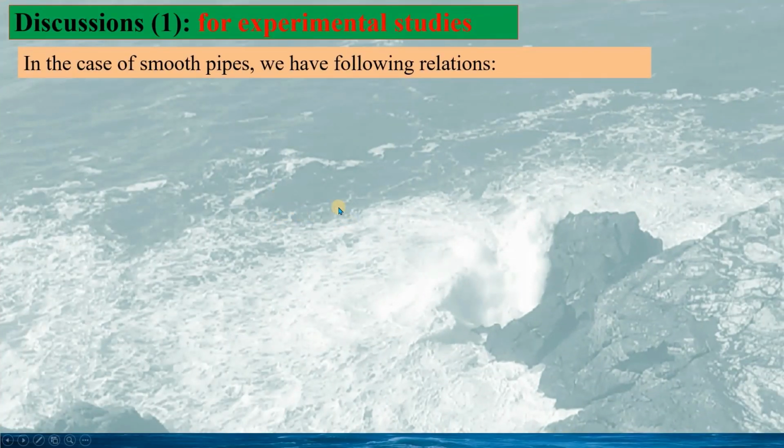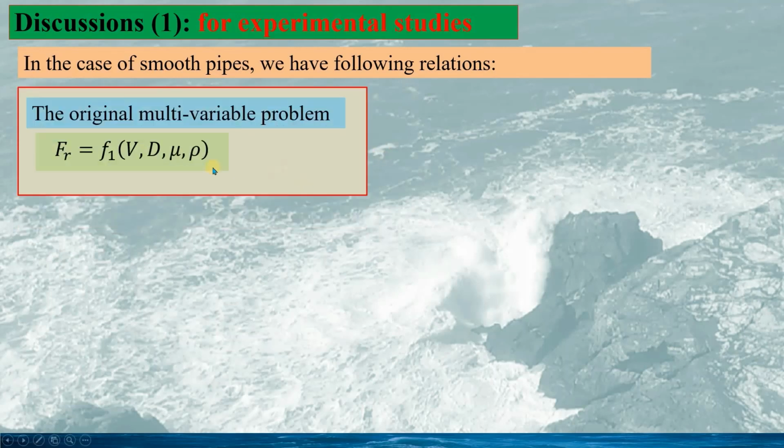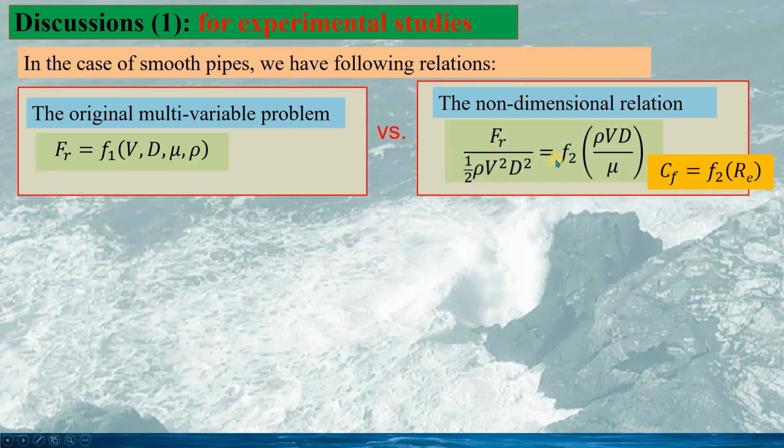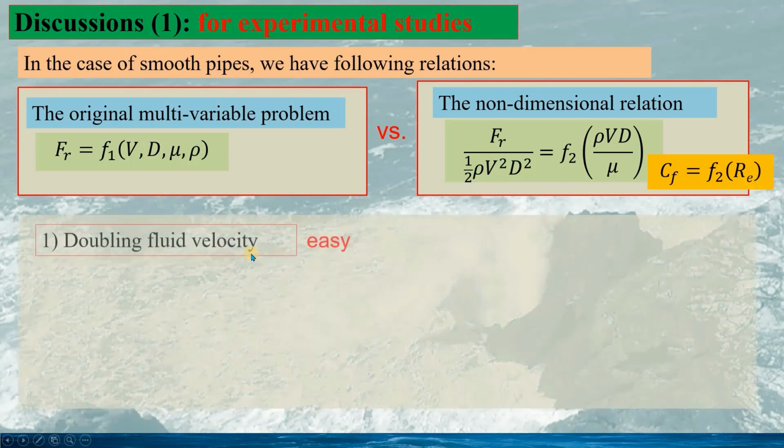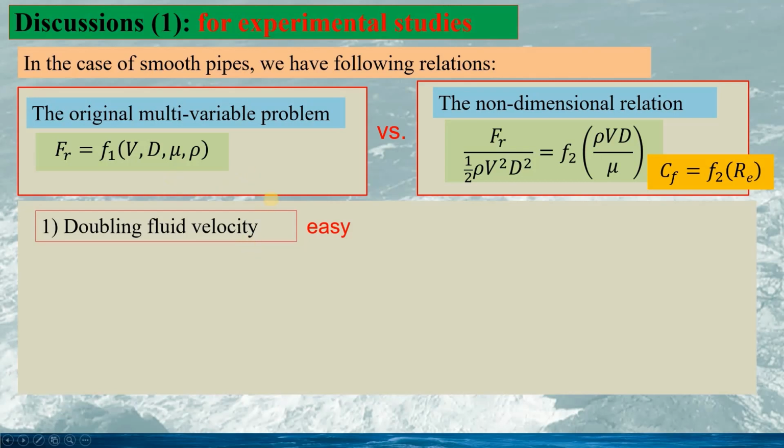Now we look at how this dimensional analysis could simplify the problem. The first discussion would be on the experiment studies on the problem. In the case of the smooth pipes, the original multiple variable problem is given as this. And after the dimensional analysis, the problem is reduced to the relation between these two non-dimensional parameters, Cf and the Reynolds number.